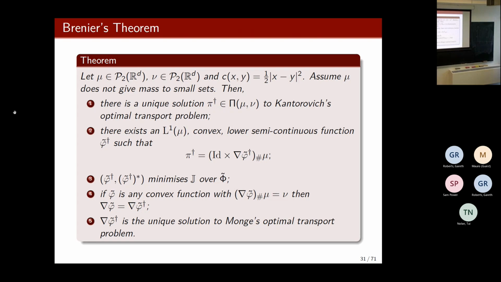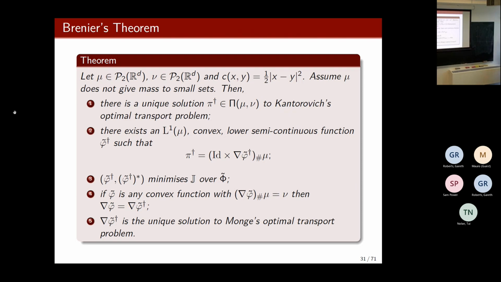So maybe I'll go through this slide and then maybe it's time for a rest. Okay, so this is Brenier's theorem. Again, it's in the same setting as the optimality criteria. We use the same quadratic cost, and we need to not give mass to small sets. Then we have the following statements. The first is that there's a unique solution to the Kantorovich optimal transport problem.